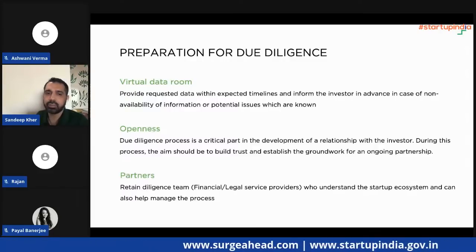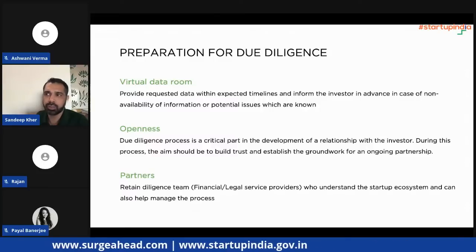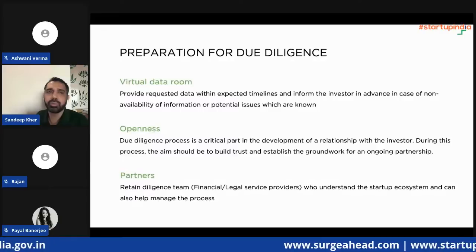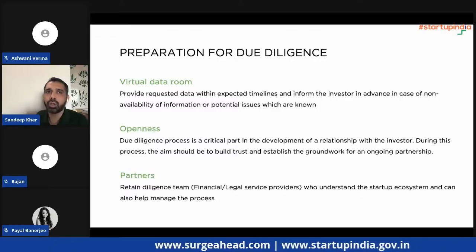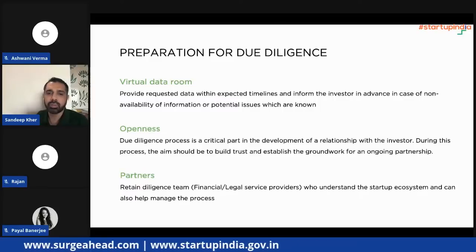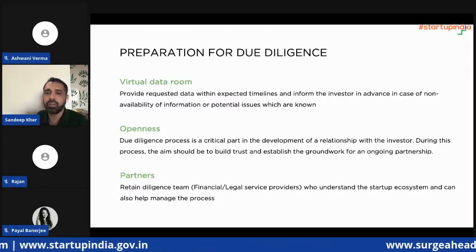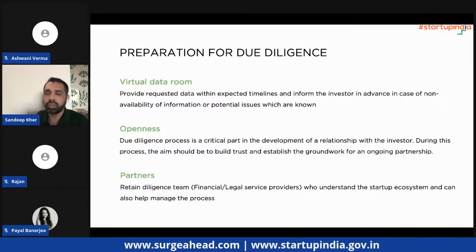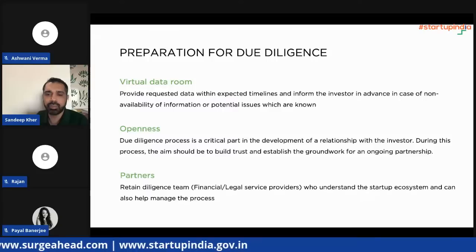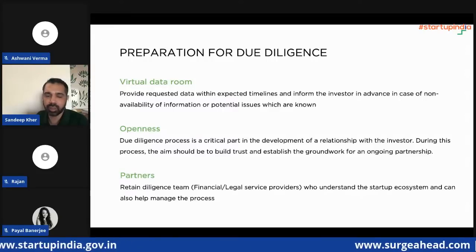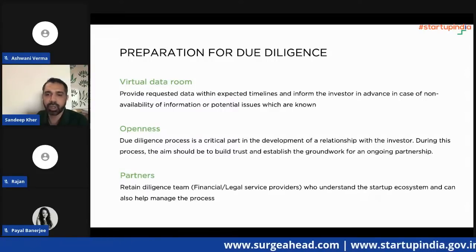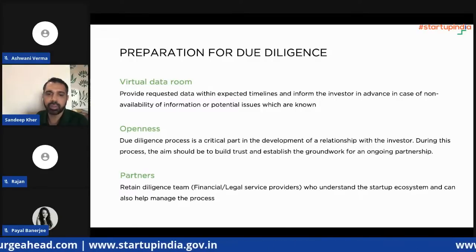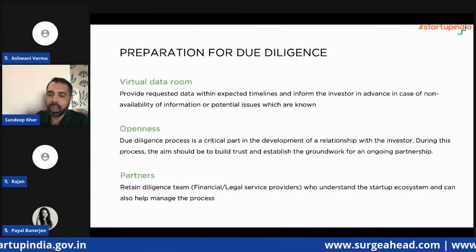I think last but not the least is the partners that you work with. Please ensure that you are working with people who understand the startup ecosystem, and not with people who think of a startup as a conventional business, who think it will have everything in place, and therefore pulling out all the records and all the information in any possible manner would be very easy. That's not the case. Our experience tells us otherwise. So please be very careful with people that you partner with in the diligence exercise. With that, I'll probably move on.